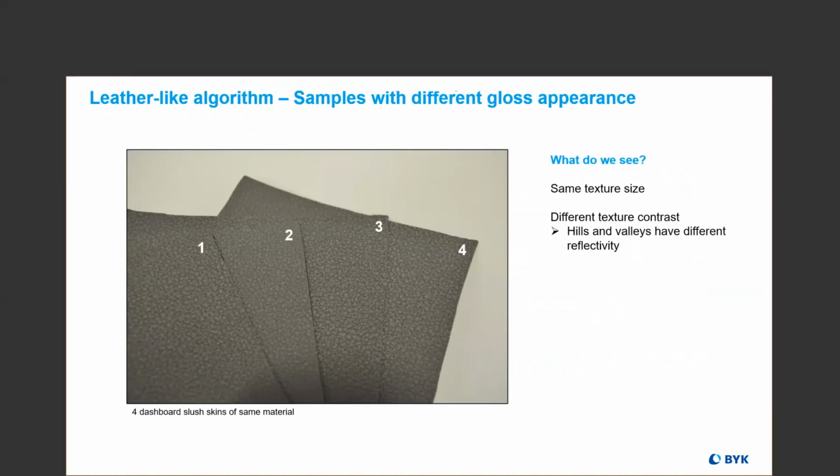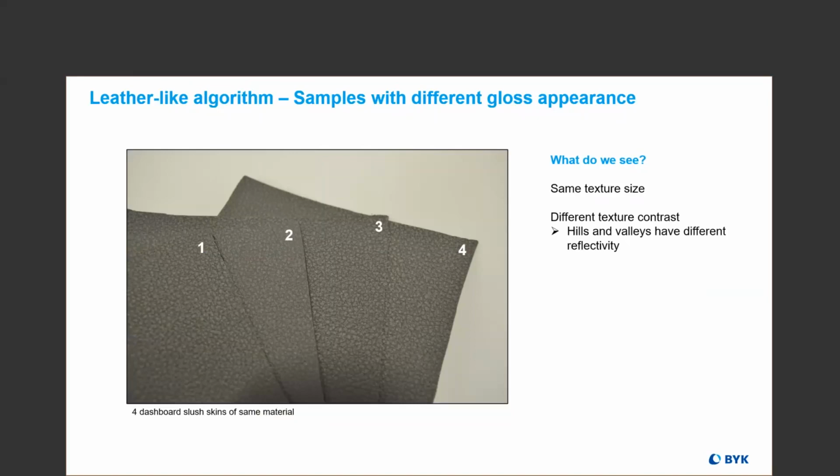Okay, so here we have another 4 samples. The texture size here is more or less the same, and yet they still look visually different despite having more or less the same topography. And so this is where the reflectivity comes in. The hills and the valleys of these surfaces have different reflectivity from sample to sample, and this is what's causing us to see the visual differences in the appearance.